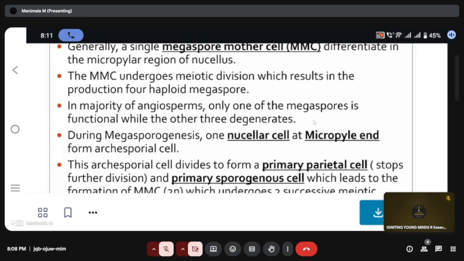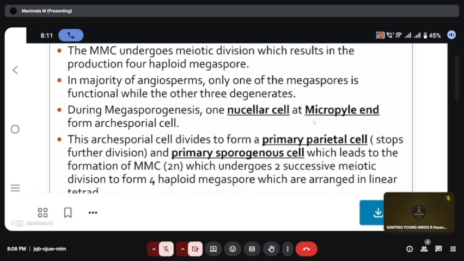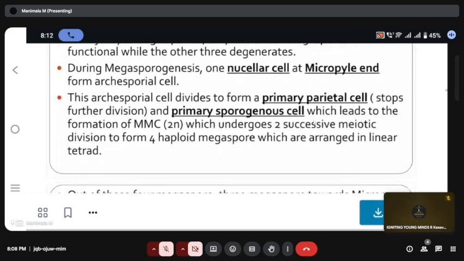Okay, what division do these archisporial cells undergo? The archisporial cells are formed towards the micropylar end. These archisporial cells divide to form what? Parietal cells and primary sporogenous cells. Two cells are formed, right? The parietal cell and the primary sporogenous cell. Here the parietal cells are the outer cells, and the inner cells are the sporogenous cells.